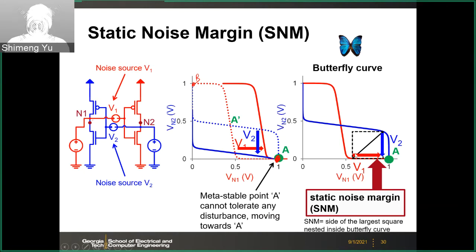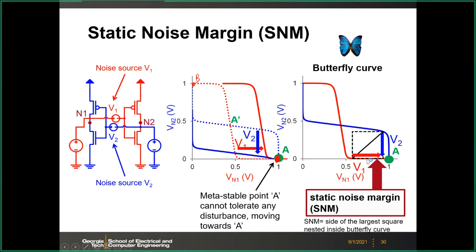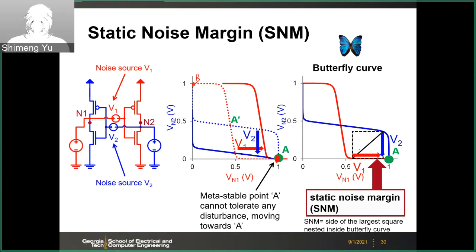So here we can define this noise margin as the square that you can fit into these two butterfly curves. So here we can define a square, and by definition, it's the largest square that's nested into those two curves. And then the static noise margin is defined as the length of the side. So that means here, this is defined as the static noise margin, the hold operation.